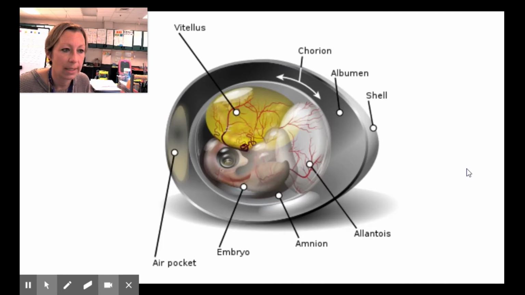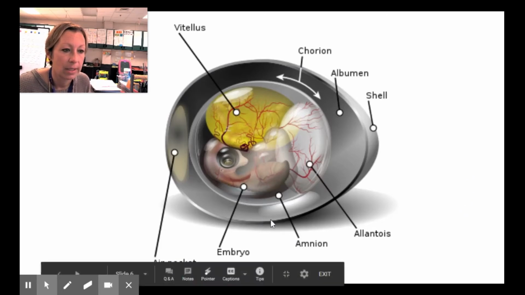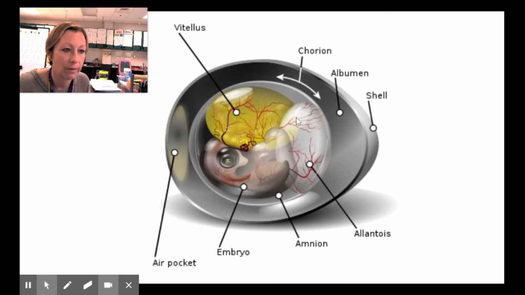All right, so what is inside of an egg? Inside of an egg is an embryo, and that embryo will eventually become a baby chick. This is the yolk, or vitellus, that's inside of an egg, and this is what feeds the baby. The baby will absorb all of that yolk while growing inside of the egg, and this would be your egg white over here. And this is that air pocket I was telling you about, and the air pocket grows bigger the longer the embryo is inside of the egg.